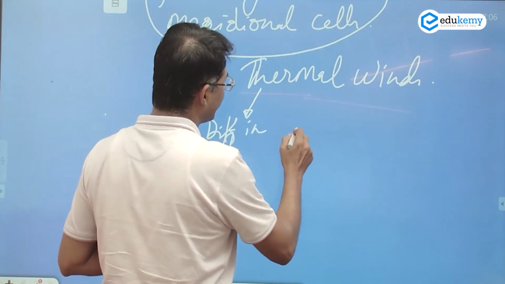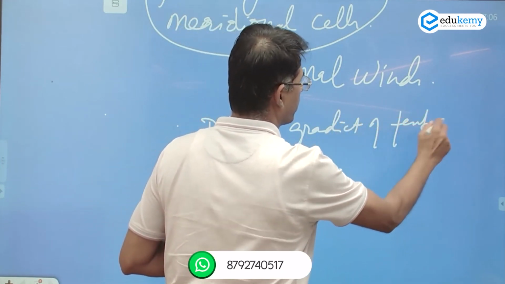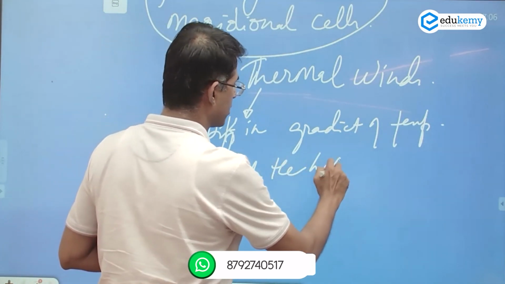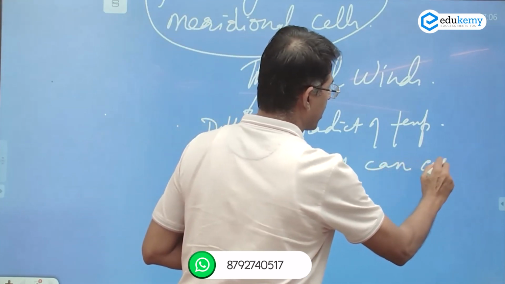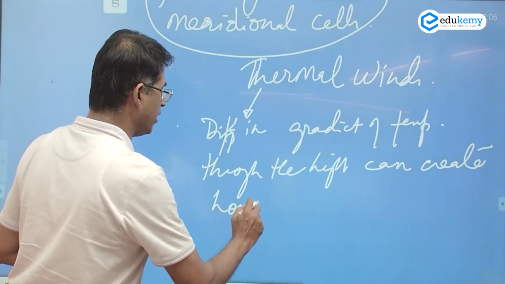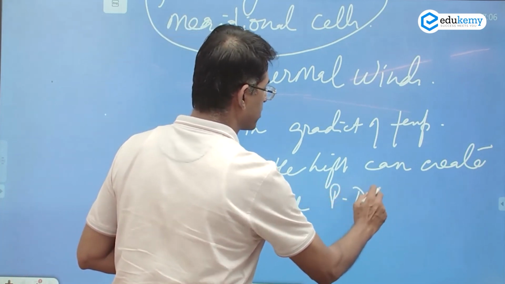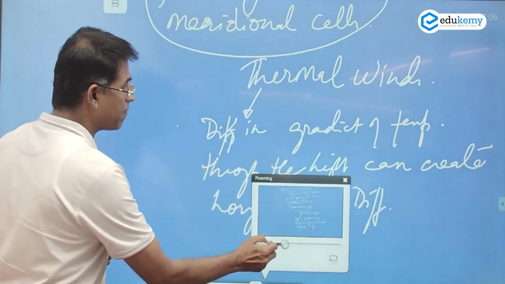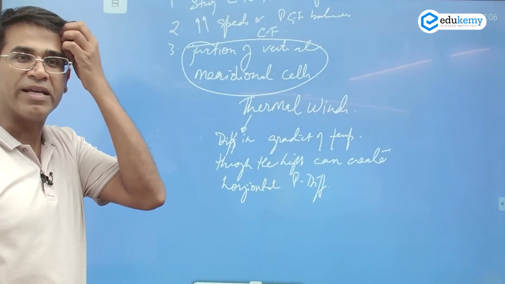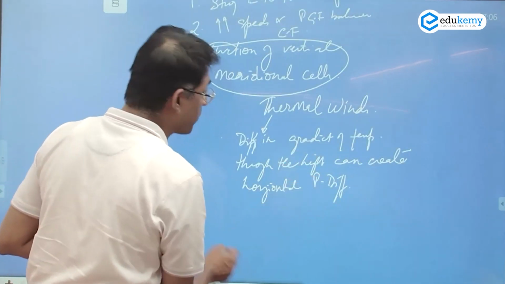That difference in the gradient of temperature through the heights can create a horizontal pressure difference. Okay, what are thermal winds? Difference in the gradient of temperature through the heights can create a horizontal pressure difference.